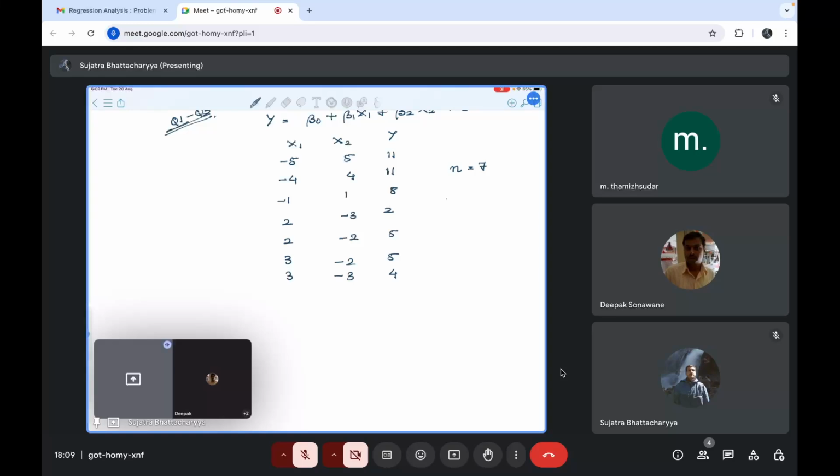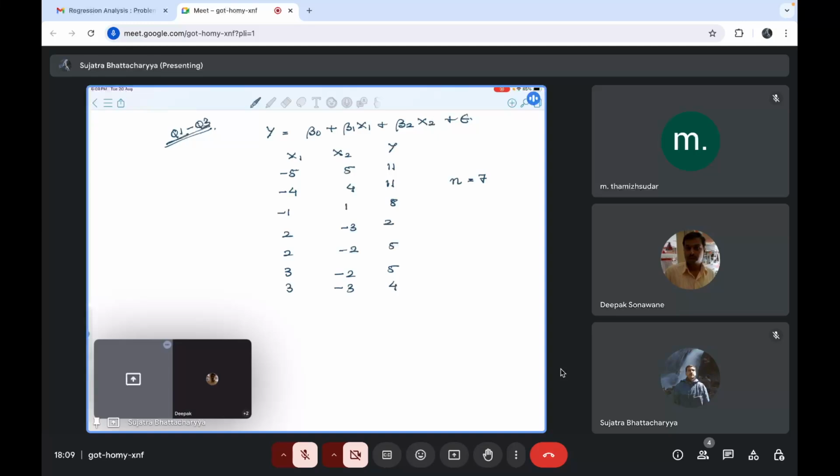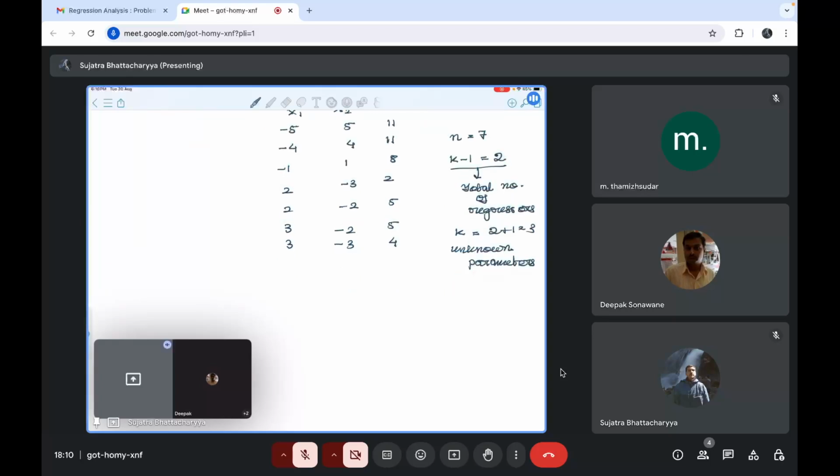And how many regressors? x1 and x2, these are the two regressors present. Therefore, k minus 1 is the total number of regressors, which is 2. Therefore, the number of unknown parameters, k, is 2 plus 1, which is 3. Unknown parameters of what? Unknown parameters in the fitted model.